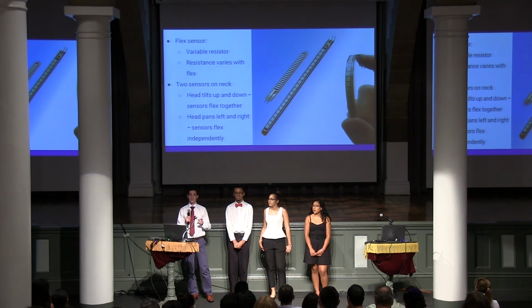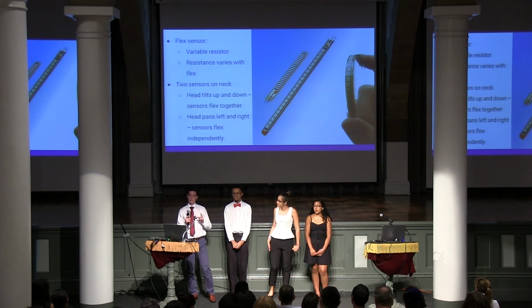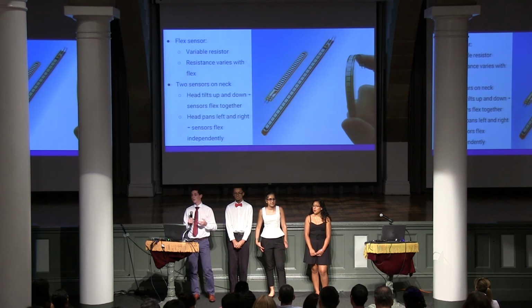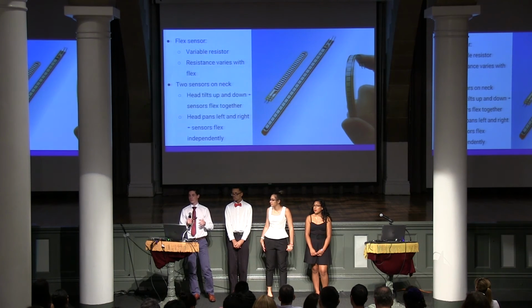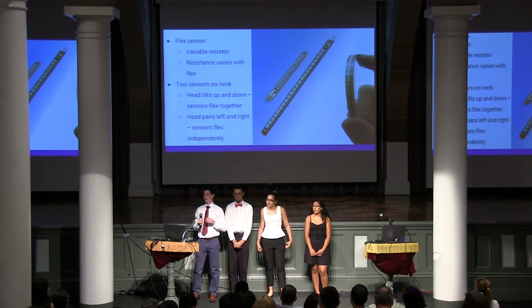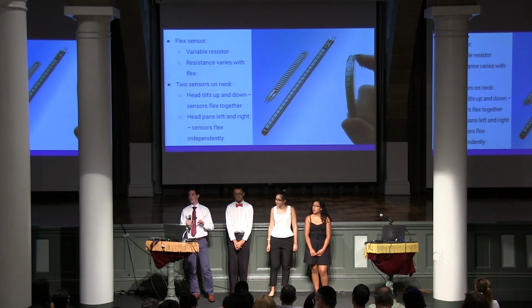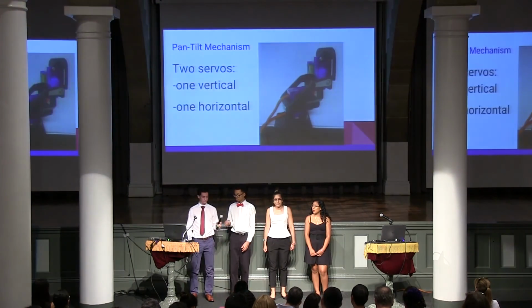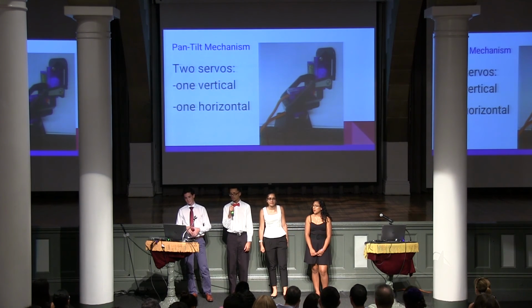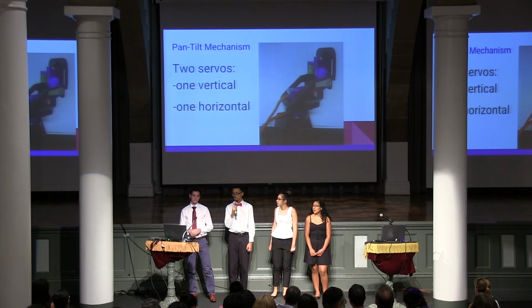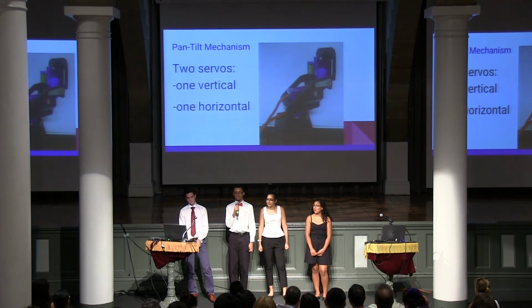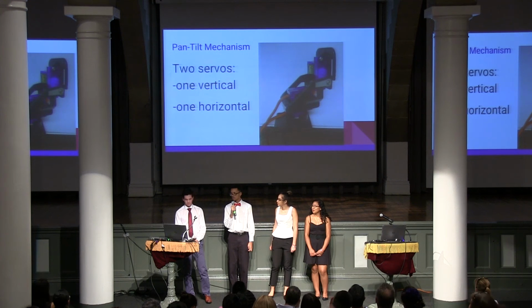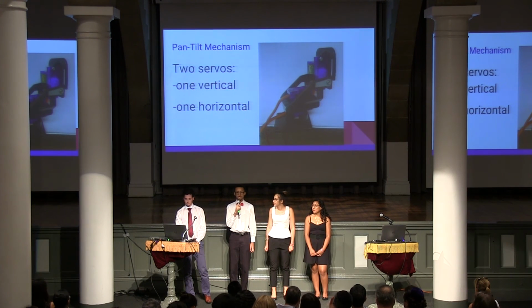The Arduino interprets the signals of the flex sensors 2 ways. When your head moves up and down, both flex sensors move together. When your head moves left and right, the flex sensors move separately. By differentiating these 2 motions, the Arduino can control the pan-tilt mechanism to move the camera in accordance with the head. So this is a pan-tilt mechanism, and we have 2 servos. The top servo will help the camera move vertically, so up and down, and the bottom servo will help the camera move horizontally, so left and right.